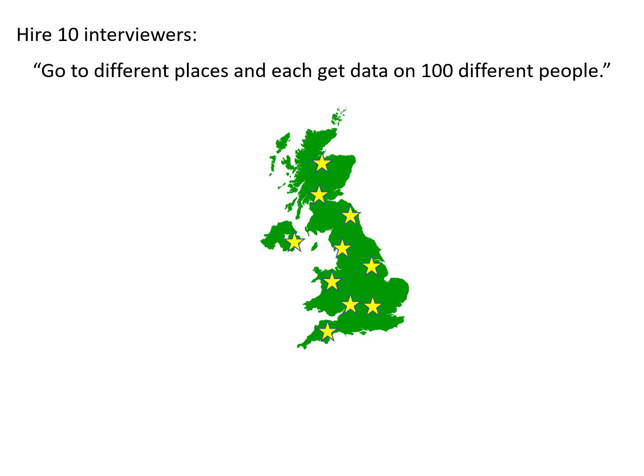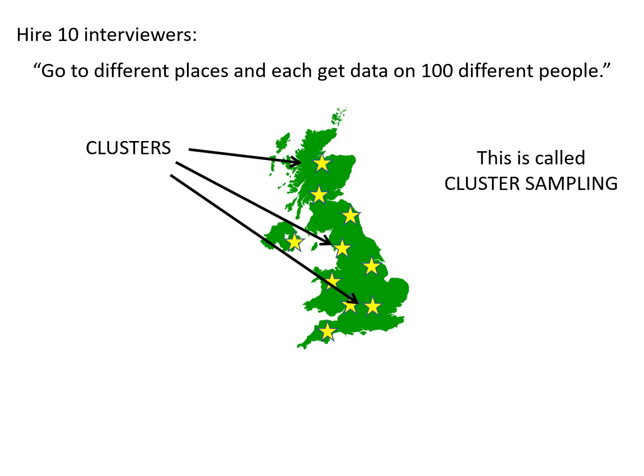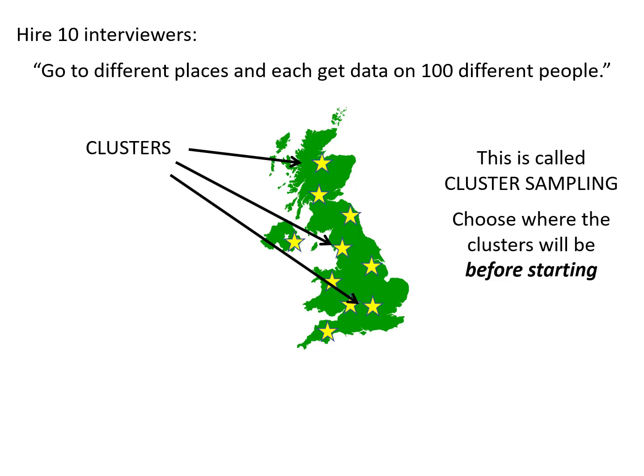Each of these regions is called a cluster, and this type of sampling, you will be unsurprised to hear, is called cluster sampling. Notice these clusters will be chosen before we start. There's nothing random about the process of selecting the geographical points at which your sampling will be done.